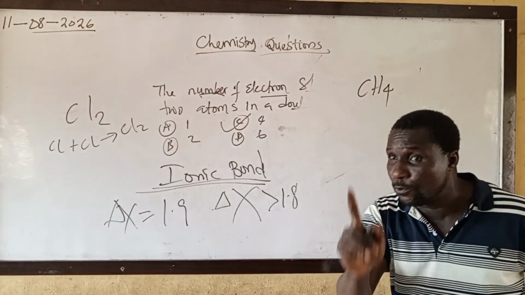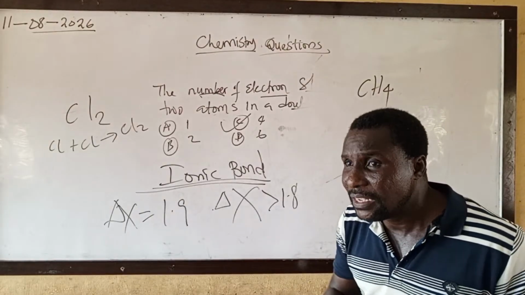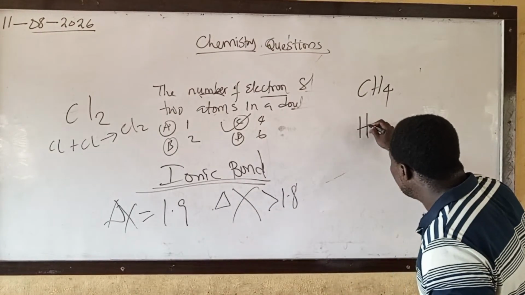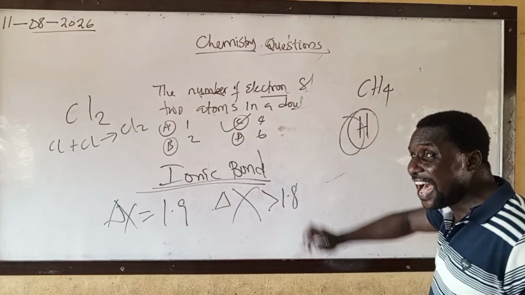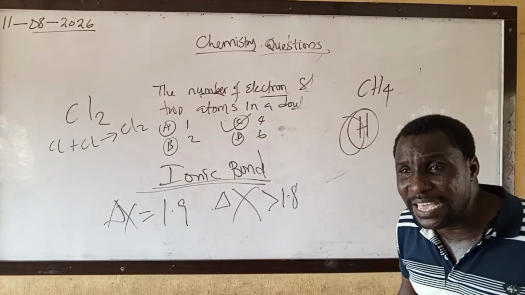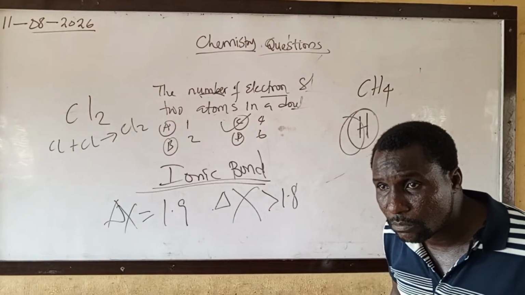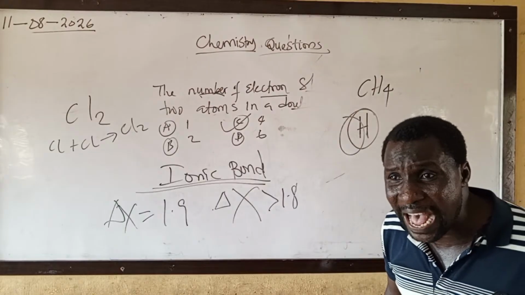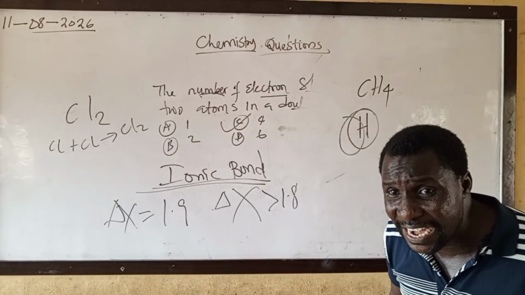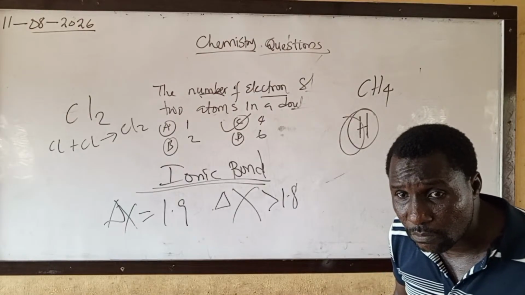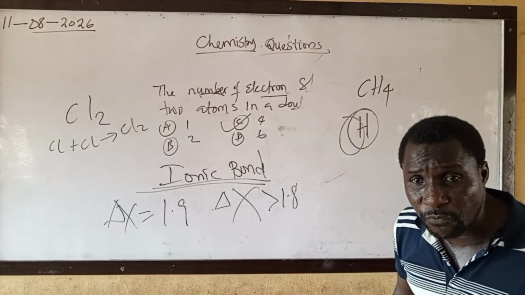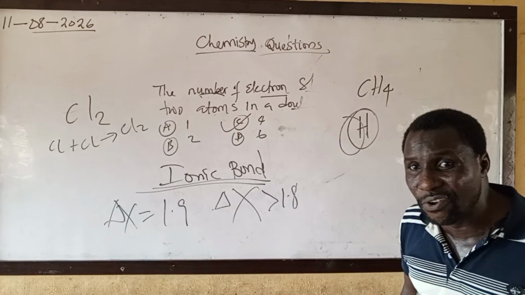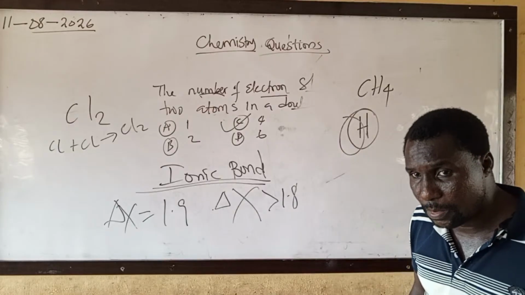And take note, when we talk about central atom, let it be in your brain: hydrogen can never be a central atom. Take note of that. I will give you the conditions for an element that can be a central atom. Hydrogen and fluorine can never be a central atom.